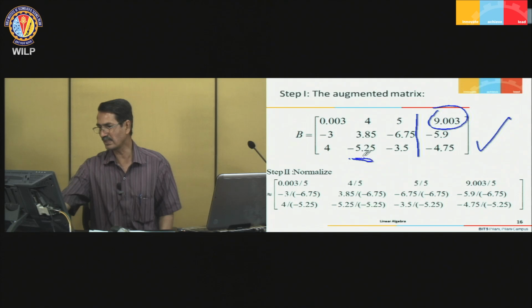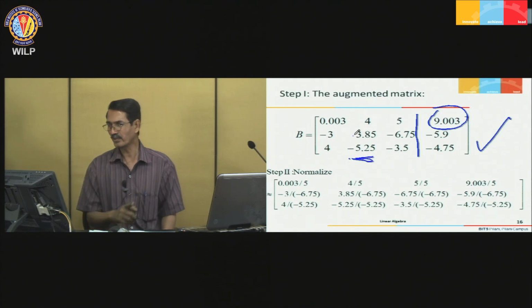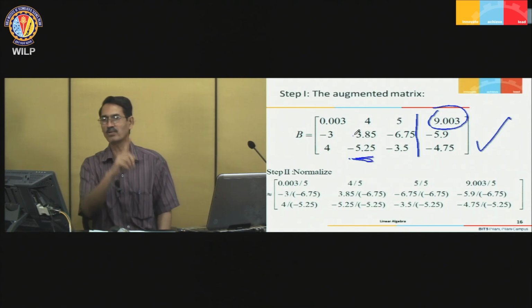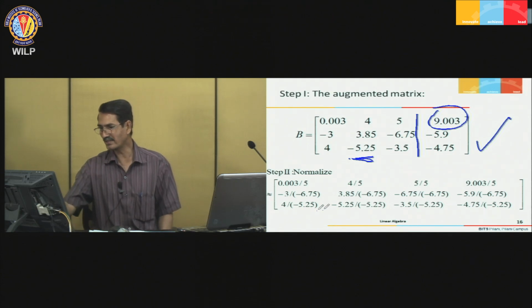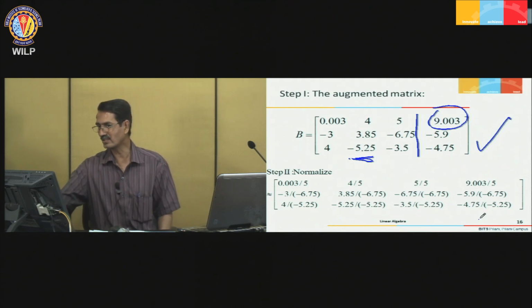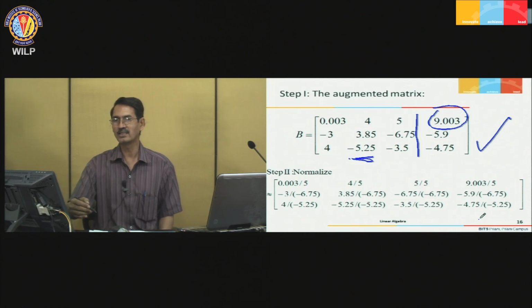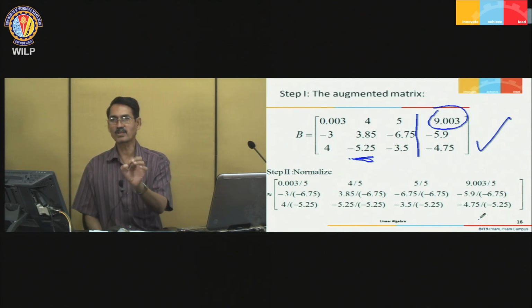So, this one is numerically largest, minus 5.25. Therefore, divide this row also by minus 5.25. Then we say that this is scaling. This is called scaling, that is, normalization of the matrix A.